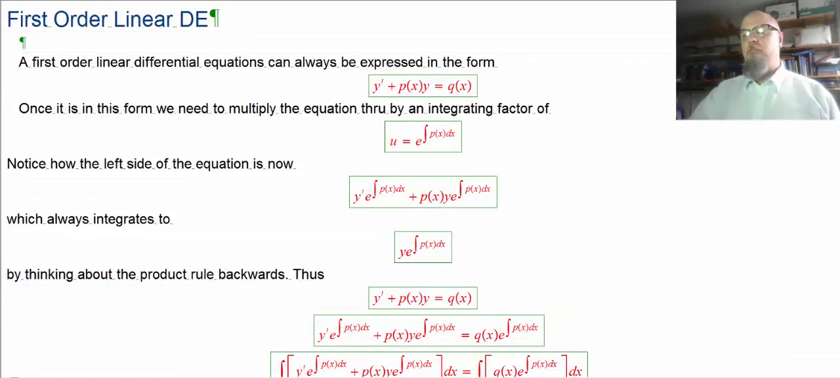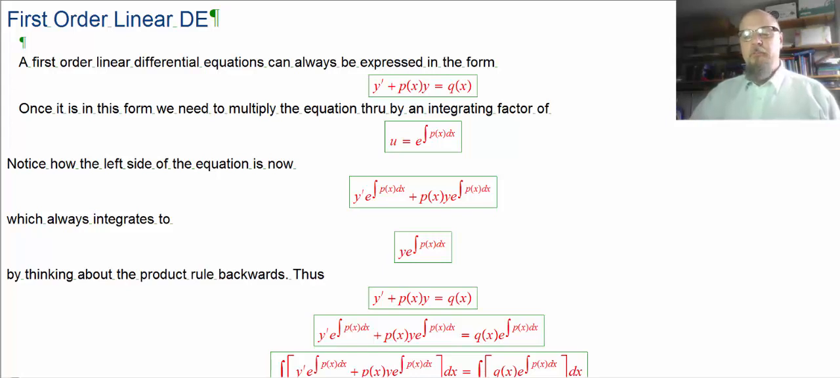First order linear differential equations. This, I think, is the most important technique that we're going to learn in the whole course for a couple of reasons. One of the reasons is it solves a whole class of differential equations.